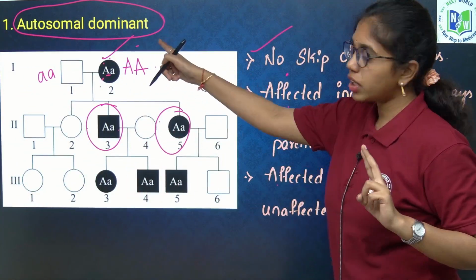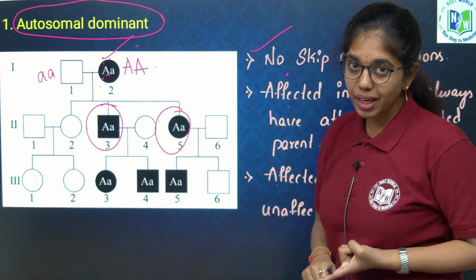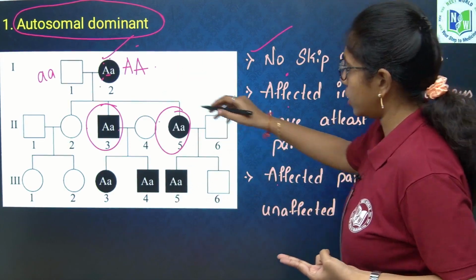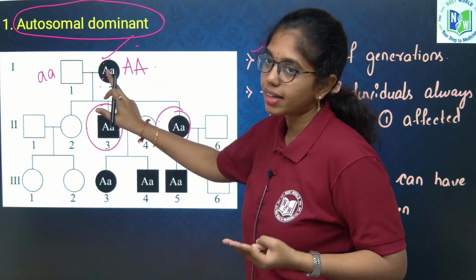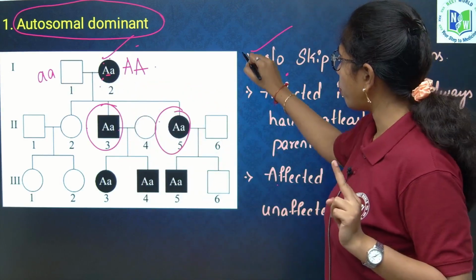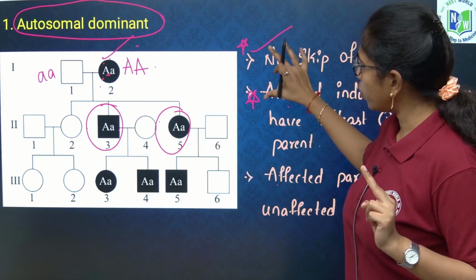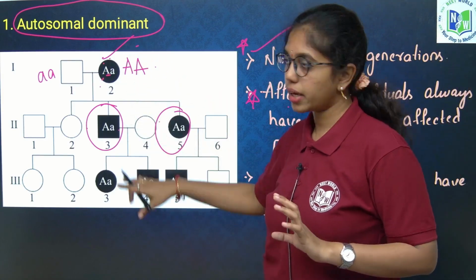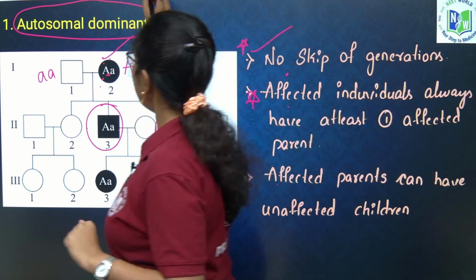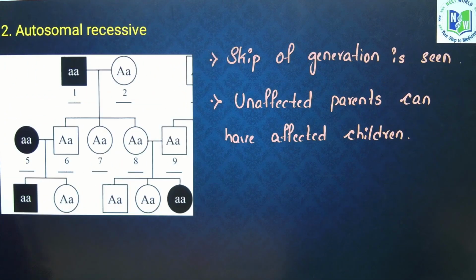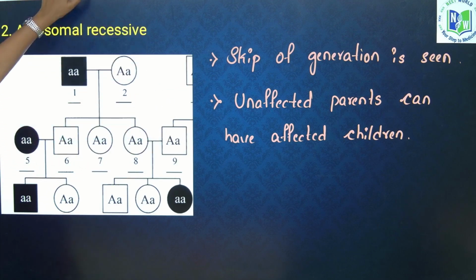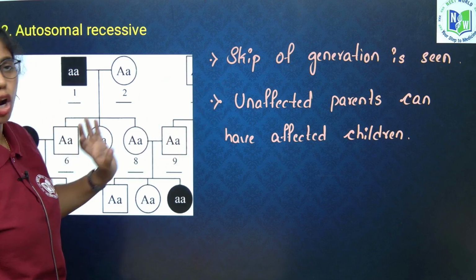Of these 3 points, keep 2 points in your mind. First, if it is autosomal dominant, there will not be any skip of generation in the pedigree diagram. Second, affected individuals will have at least one affected parent. These 2 points are most important. If you remember this, you can easily identify an autosomal dominant trait pedigree diagram. Now we will look into autosomal recessive. In autosomal recessive trait passing, skip of generation is clearly seen.